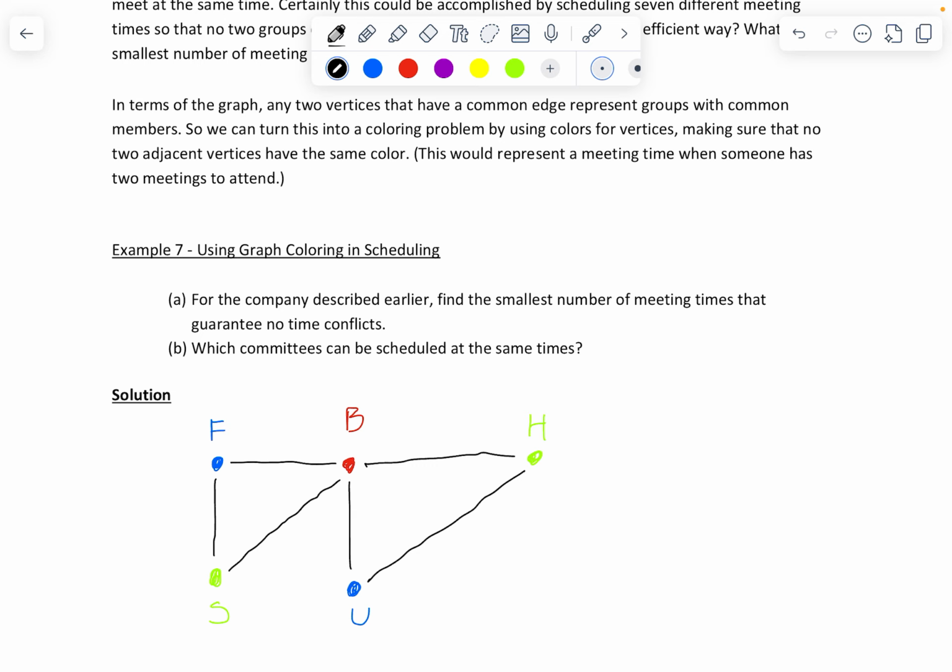Then vertex W is connected to B. So vertex W over here actually has to be blue. Vertex W is connected to B, which is red, and also to H, right, which is green. So then vertex E can be either red or green.